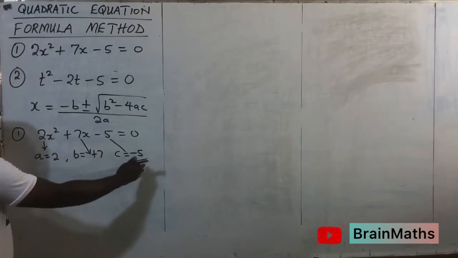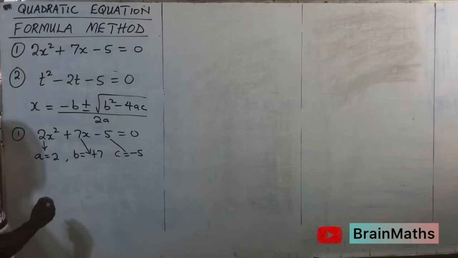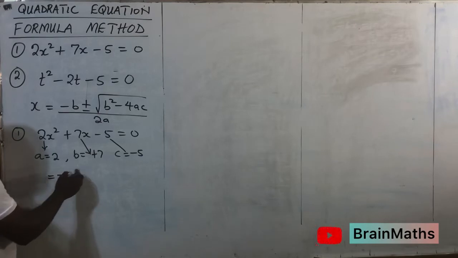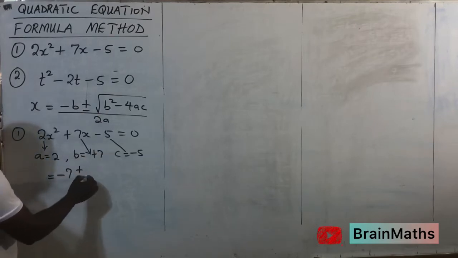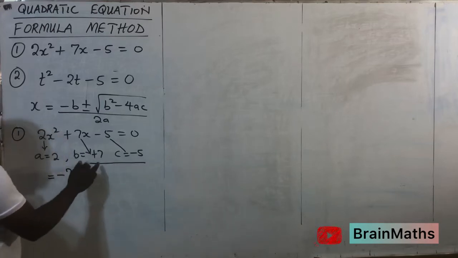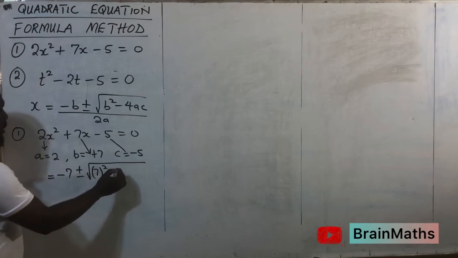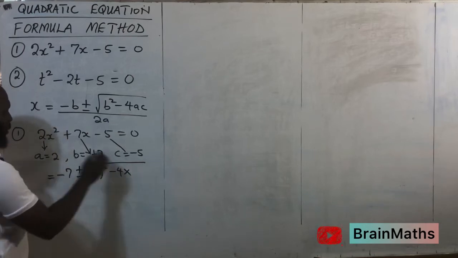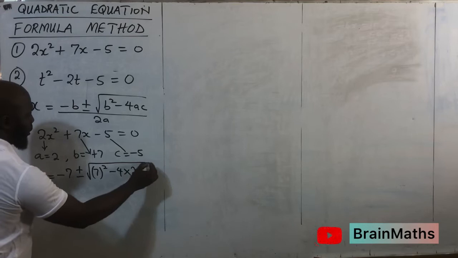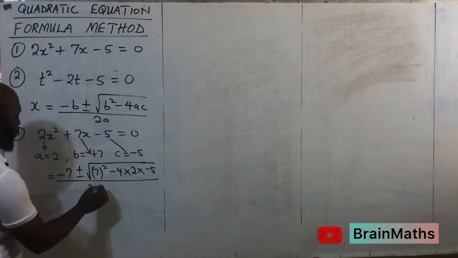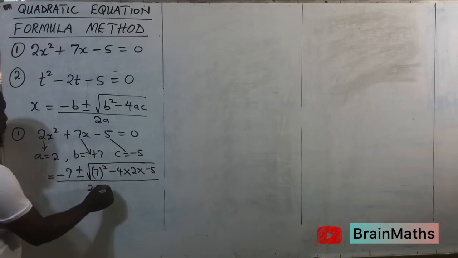So substituting all of these into the almighty formula, we have minus b, our b is positive 7, plus or minus square root of b squared. What is our b again? 7 squared minus 4 times our a is 2 and our c is minus 5. Everything divided by 2 times a, which is 2.